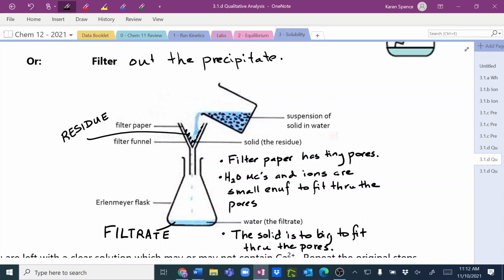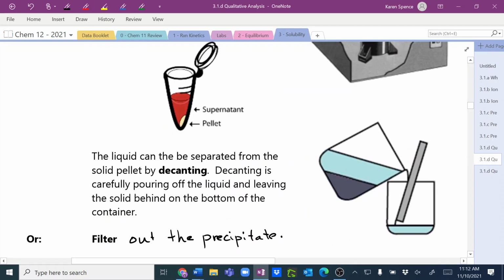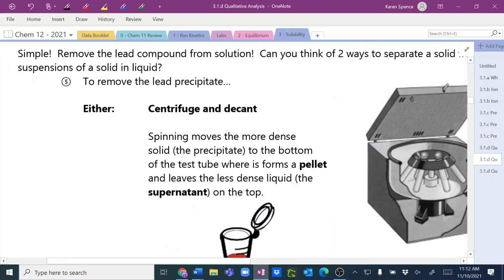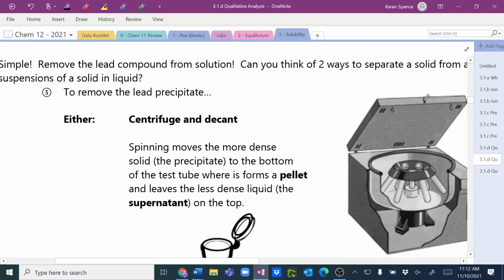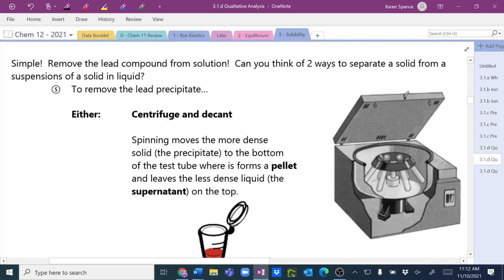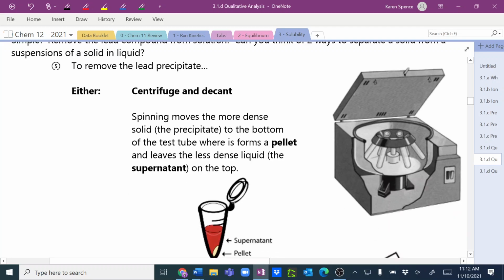So there is another way of separating a solid from a liquid that is faster. It involves some bigger words. So if you're writing it, filter's fine. But you might also want to know that you can centrifuge and decant. So centrifuging, we get a centrifuge.